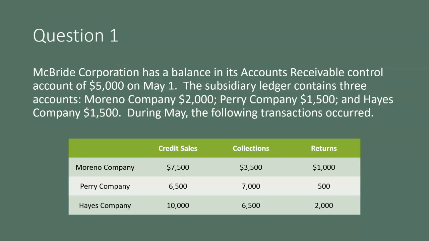So we sold some items on account to Moreno, Perry, and Hayes. We collected money from each of those, and then those companies also returned goods back to us. So each of these transactions that we see in this table are going to affect the balances in our subsidiary ledger, and then that's going to affect the balance of our control account.